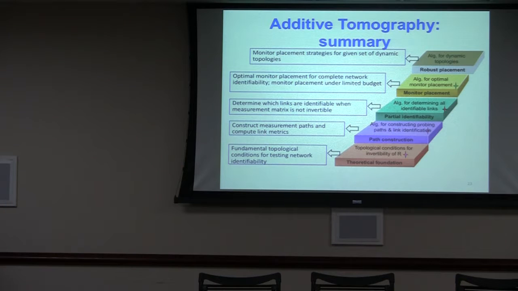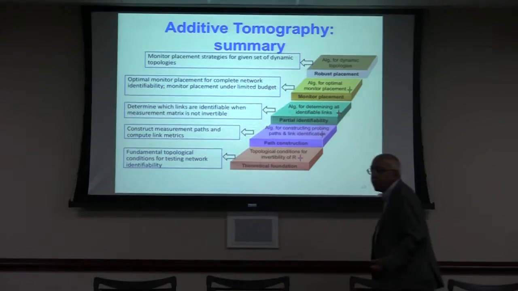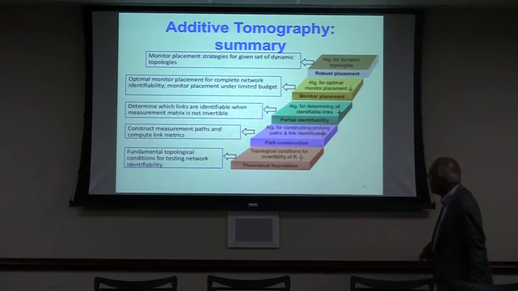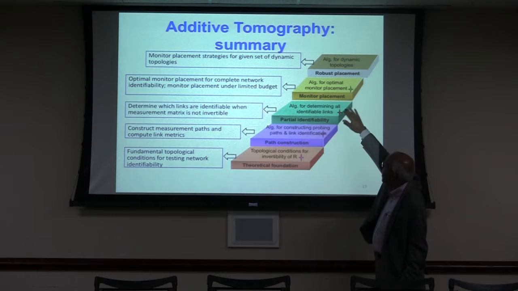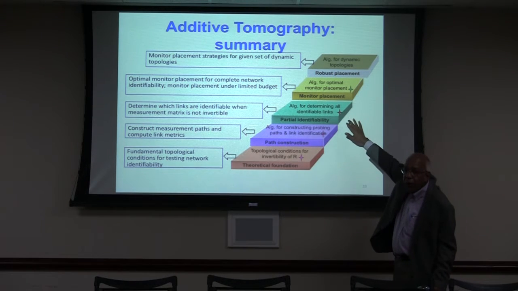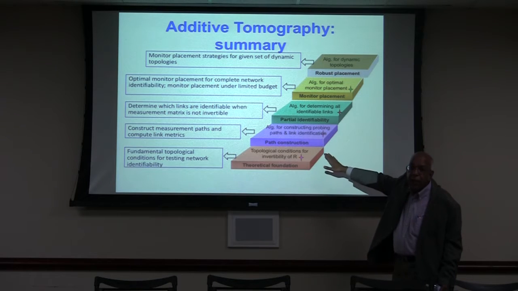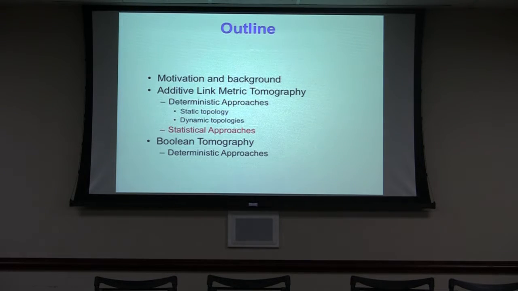So this is a recap of what we've talked about so far, just for the additive case. You look at different things. The first one was, what are the topological conditions to ensure identifiability, to ensure that a full rank measurement matrix might exist? How do we do the path construction efficiently? How do we do the inversion efficiently? And then optimal monitor placement. How do we deal with dynamics? How do we deal with the case of partial identifiability? For all of this, what we saw was that everything is linear in the number of unknowns at the end, so at least the complexity is here. Now I'll talk a bit about stochastic approaches.